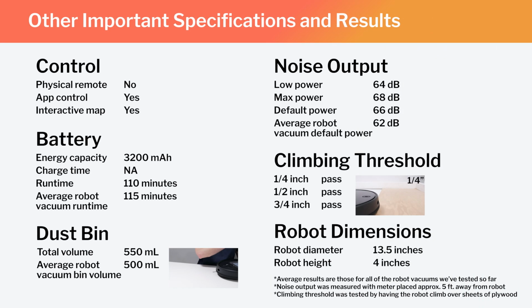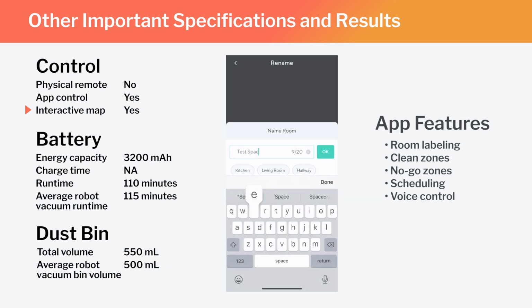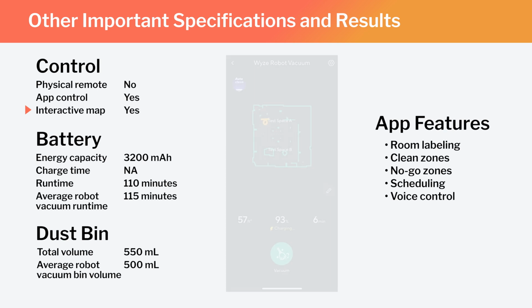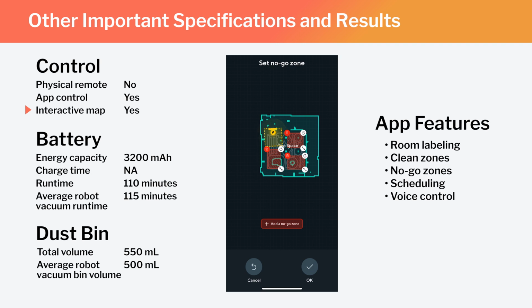Other important specifications and test results we considered for this review are summarized here. Note especially that this is a full-fledged mapping robot, and using the Wyze companion app, you can label different parts of the generated map, set the robot to clean specific parts of the map, or set it to stay out of certain parts of the map.